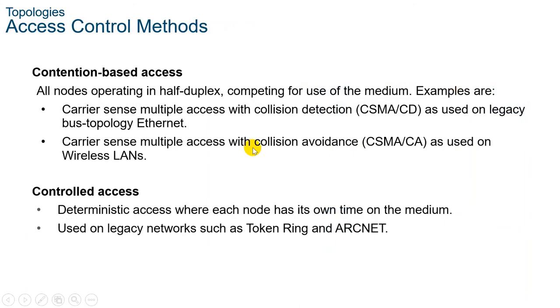Okay, so access control methods. Ethernet LANs and wireless LANs are examples of multi-access networks. A multi-access network is a network that can have two or more end devices attempting to access the network simultaneously. Some multi-access networks require rules to govern how devices share the physical media. There are two basic access control methods applied on the shared media: contention-based access and controlled access. We will be discussing this on the next slide.